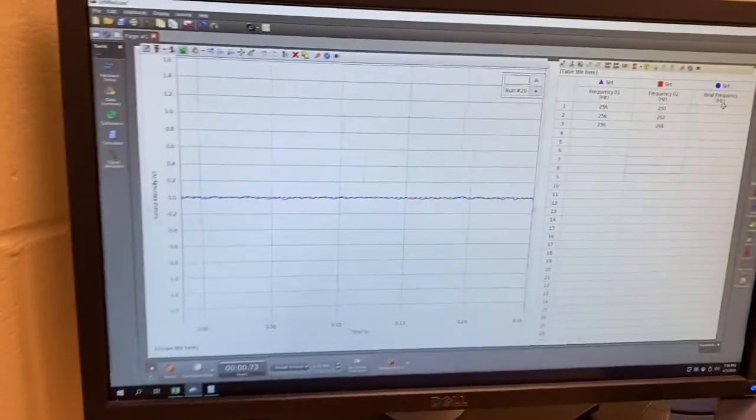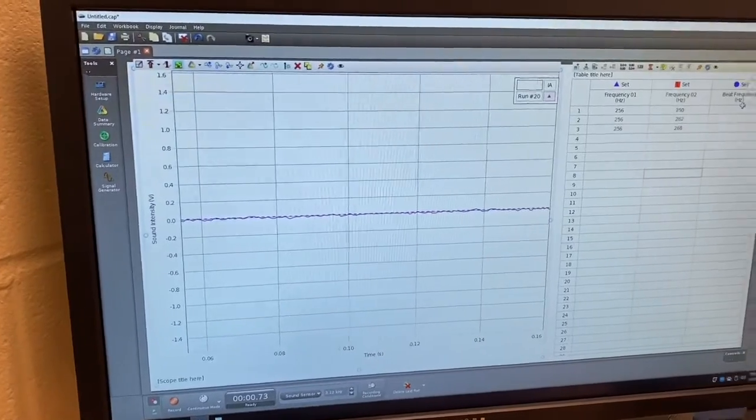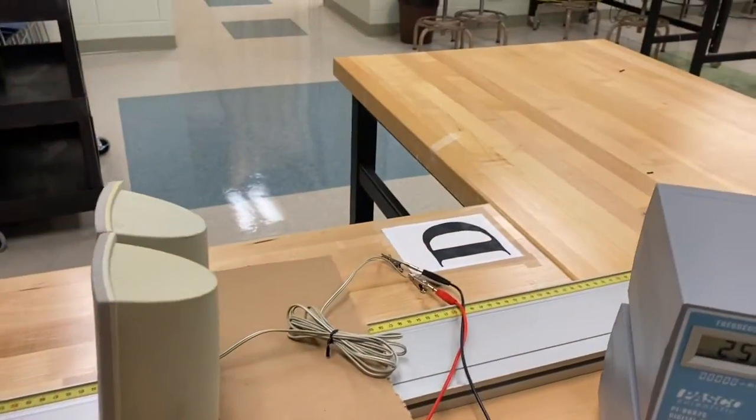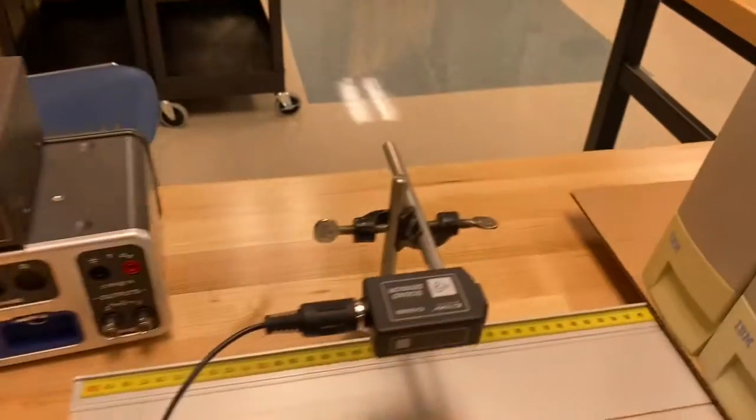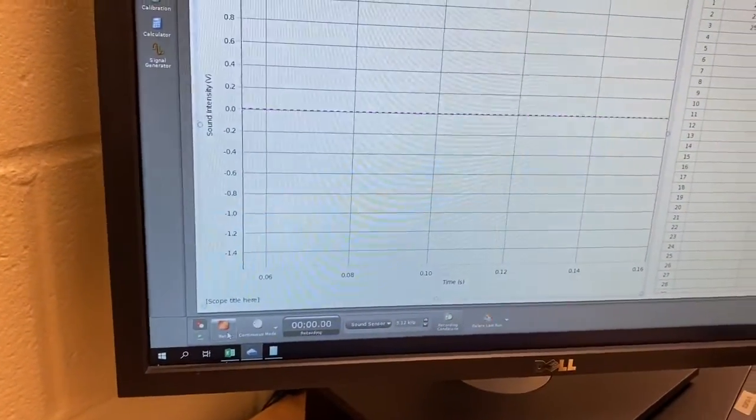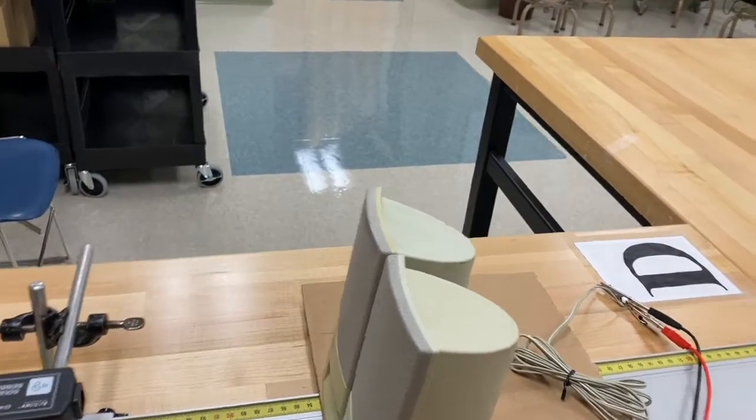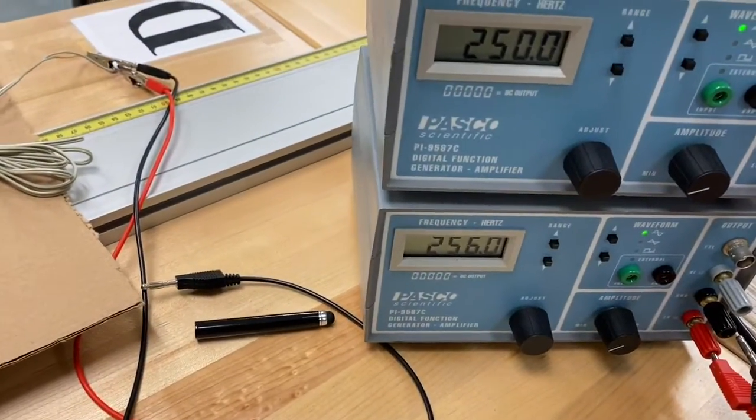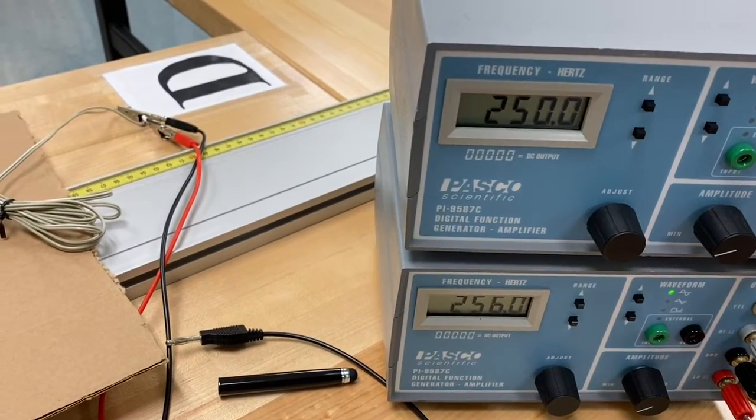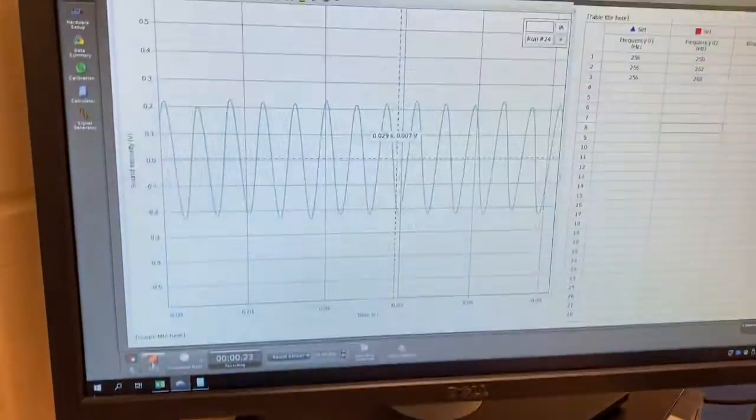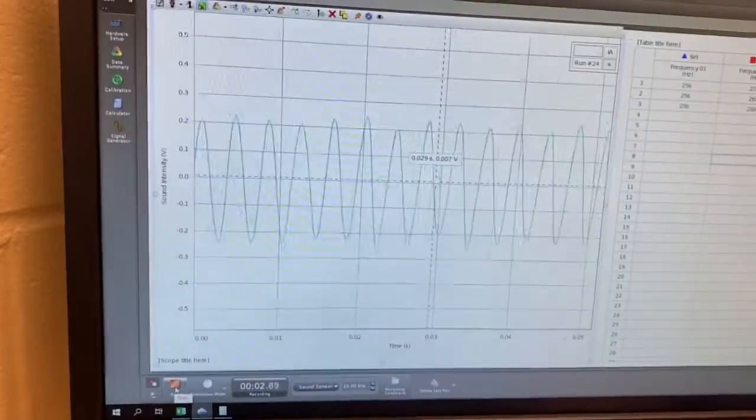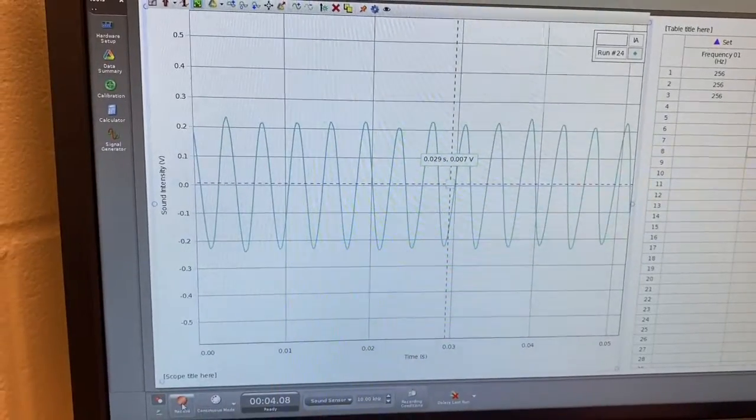Okay, now let's turn on one speaker. I'm going to turn on one speaker and the frequency is 256, and so I have my sensor. I'm going to turn on the oscilloscope. 256 hertz frequency signal, and here I can see that signal. So I'm going to stop recording so I can capture that signal.